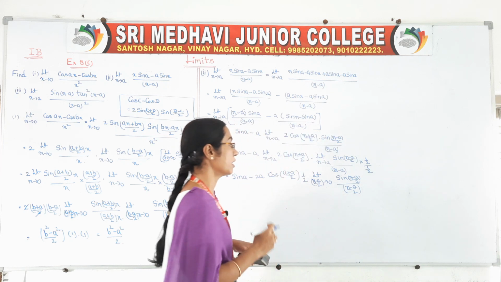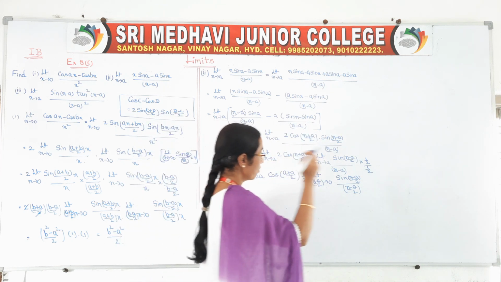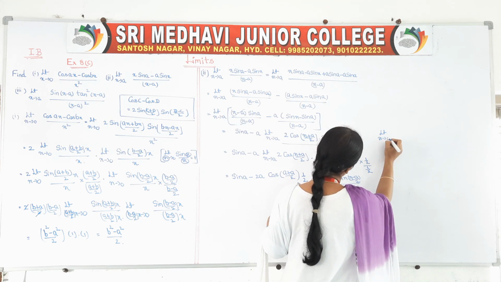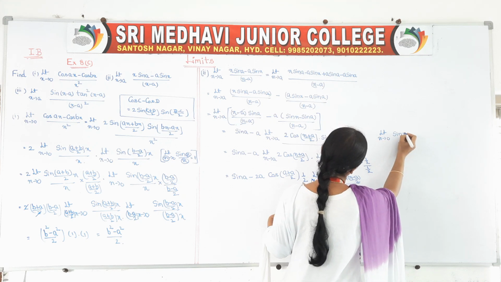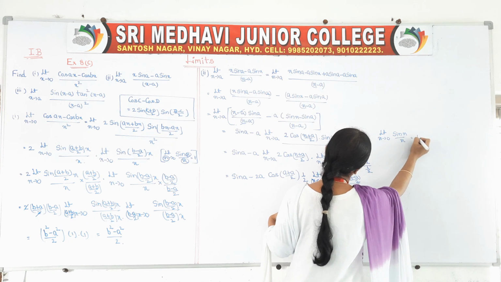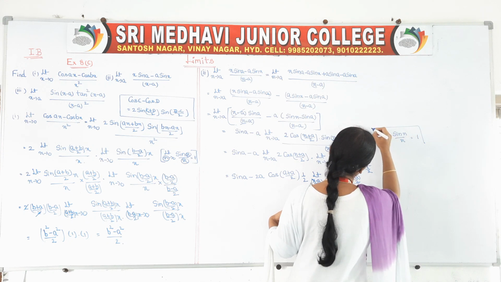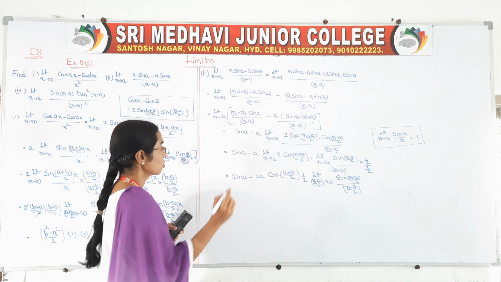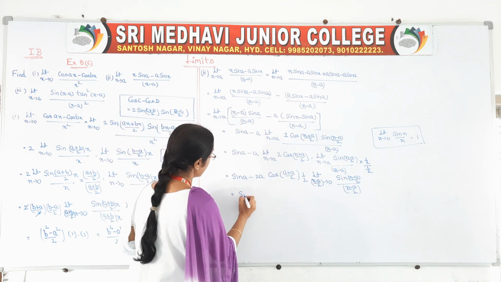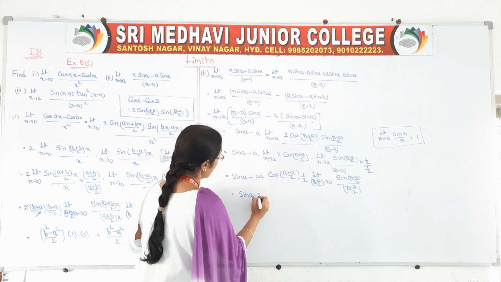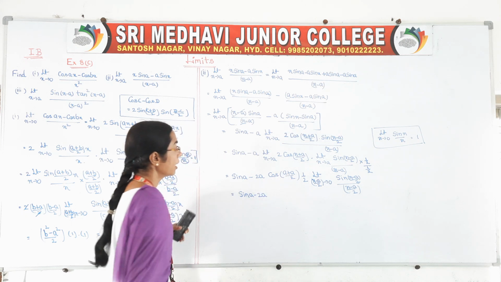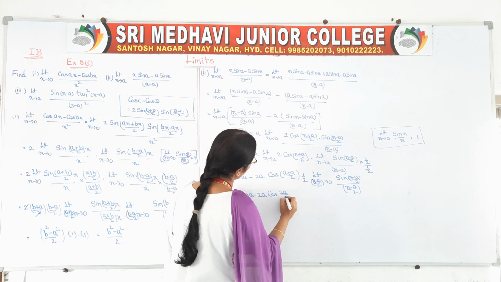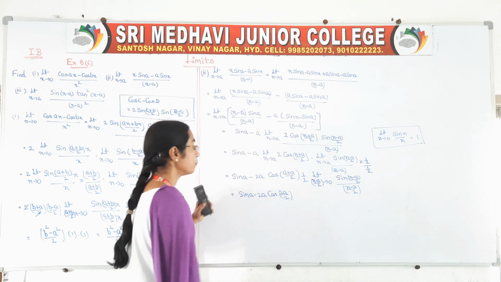Now it is exactly in your formula form. Which form? You know it very well. Limit x tends to 0, sin x by x is equal to 1. This is the general formula. Instead of x we can have anything. So it is equal to sin a minus 2a cos of 2a by 2.